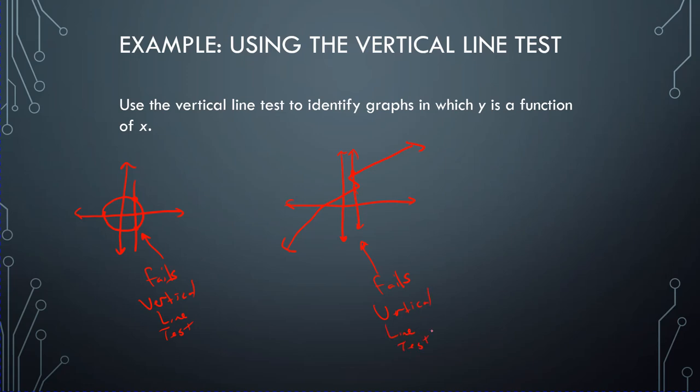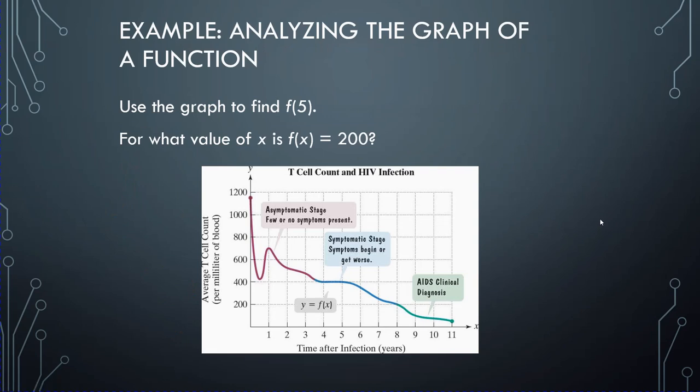But any function, whatever it looks like, as long as you can only draw a vertical line through it once, across the entire graph, then it is a function. But even if it's only in small parts, like right here, it fails, not a function. All right, let's do an application problem now.